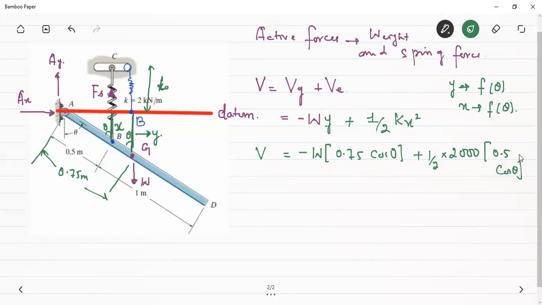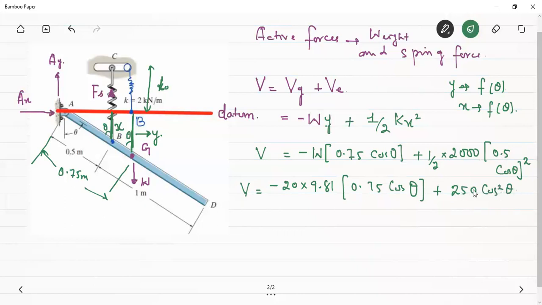And we have a square with this, therefore it will be squared. Okay, now the weight is equal to, mass was given as 20, and this is 9.81, 20 g. Okay, this is 0.75 cos theta plus, so this will be 1000 into 0.5 square, that will be 0.25, that will be equal to 250 cos square theta.